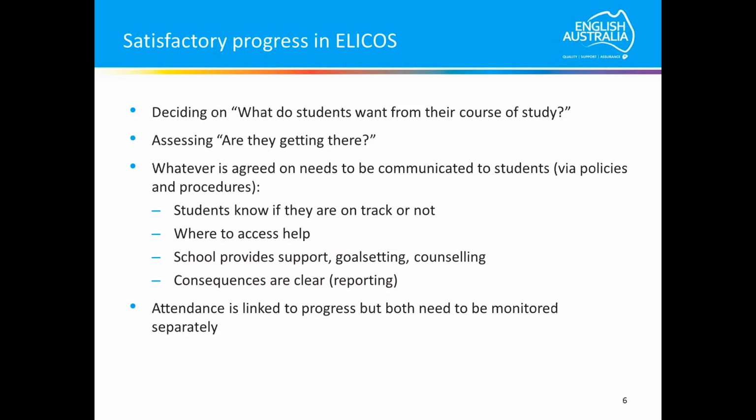So how then do we define what satisfactory progress in ELICOS is? Going through the guide, one thing I found useful was to narrow it down to two main considerations. Question 1, what do students want from their course of study? Question 2, how do we know they are getting there? This is one way I got my head around the concept of progress monitoring for ELICOS, and we're not talking about the courses that have clear competency-based outcomes or clear pass and fail outcomes.